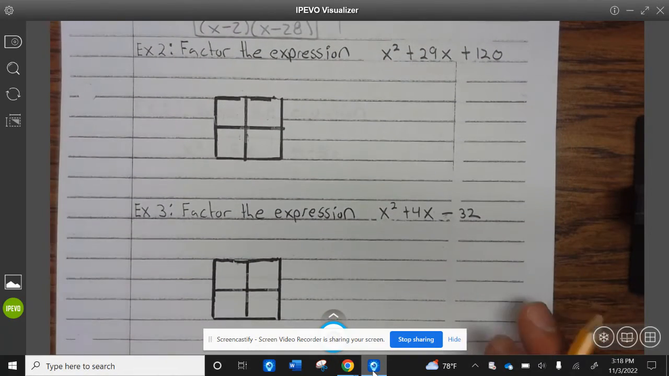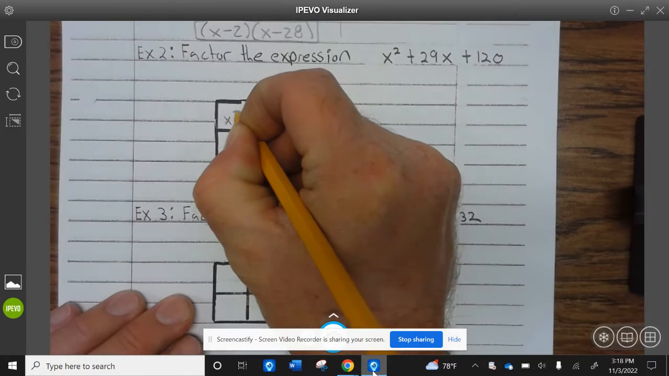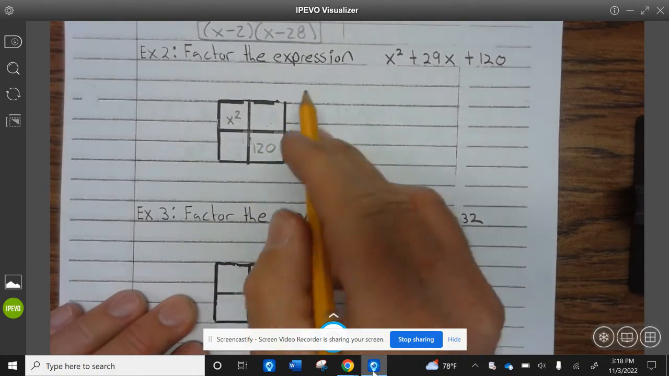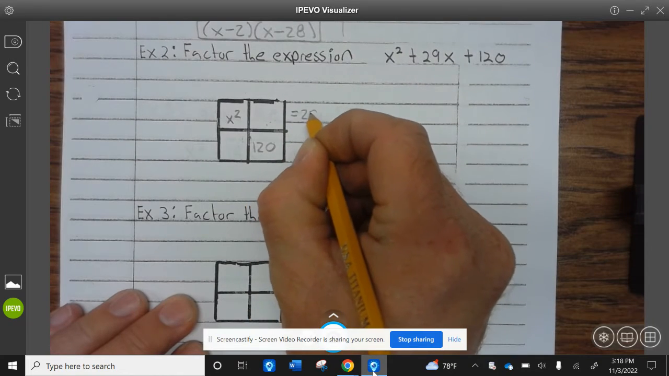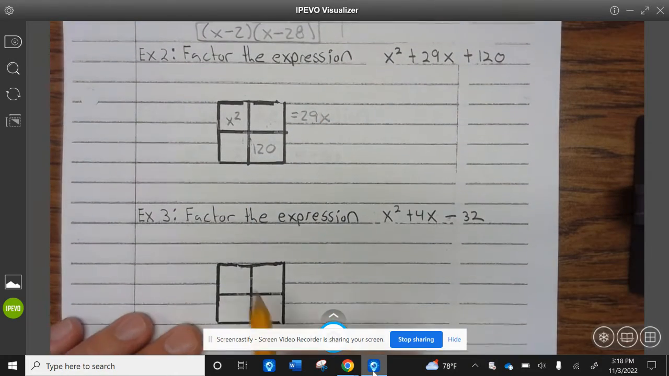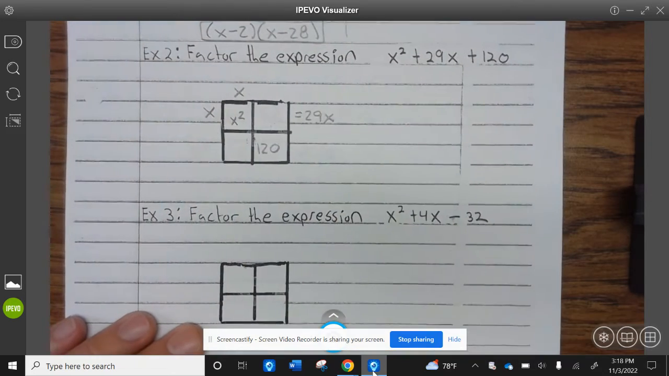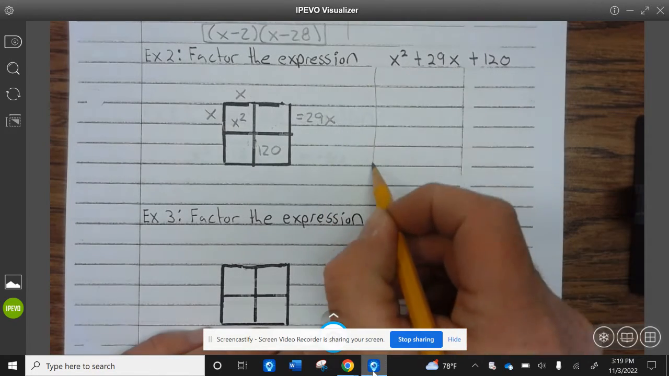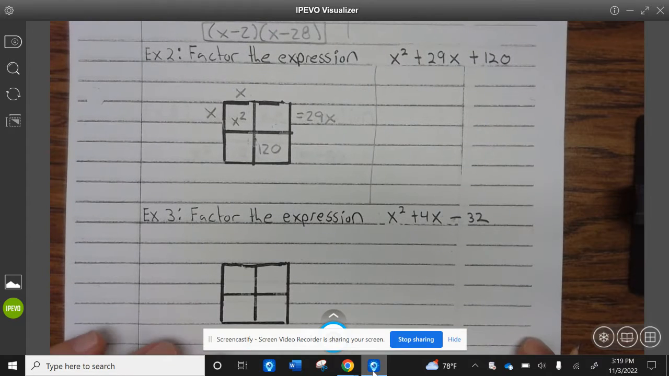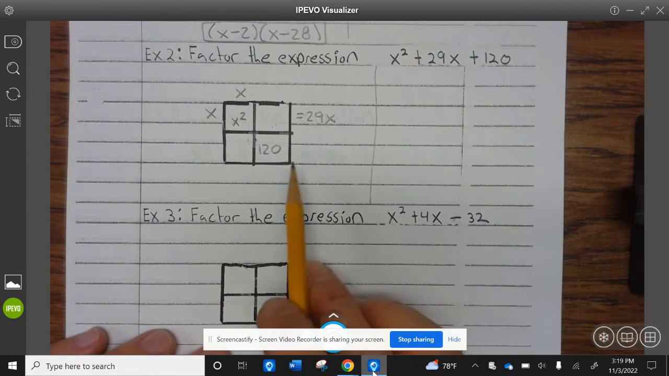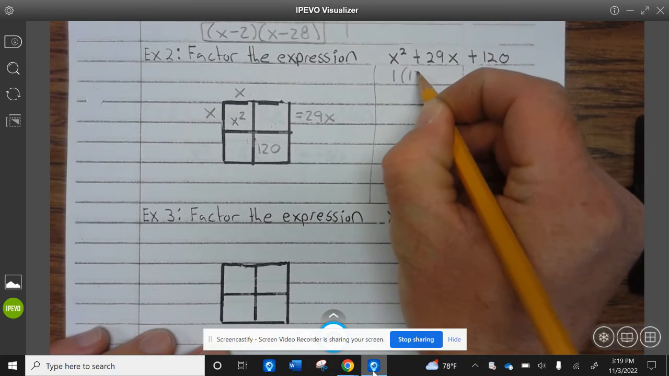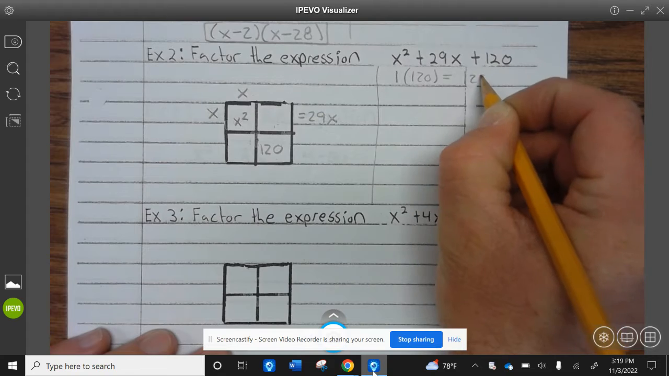All right, example 2. Okay, so first term, last term. Now, these two terms need to combine to be 29x. Now, to get x squared, we know x and x makes x squared. Now, we need to find out what numbers multiply to give you 120 combined to be 29. So 1 times 120 is 120.